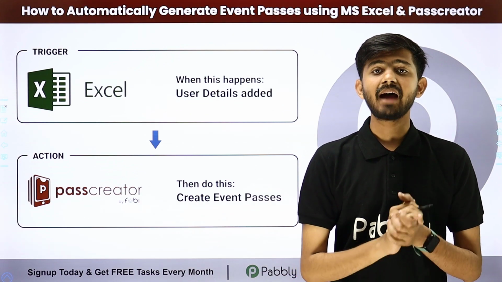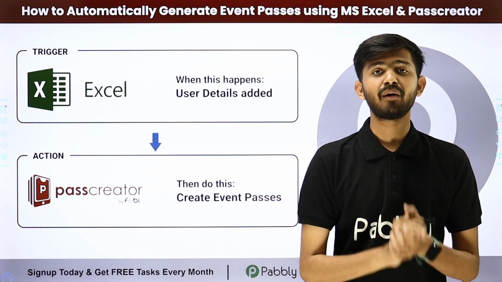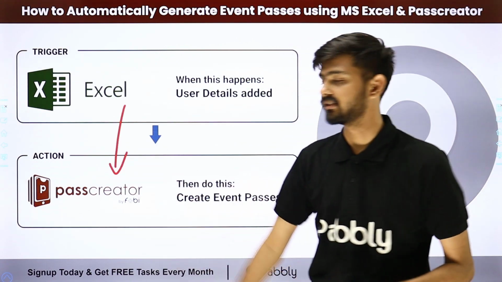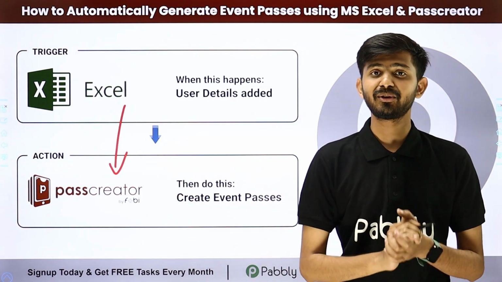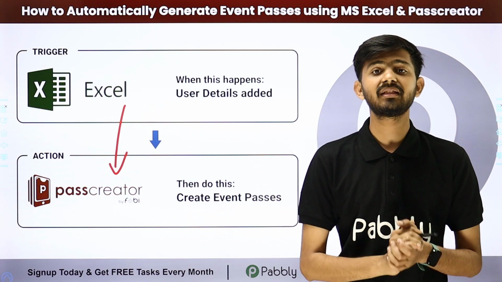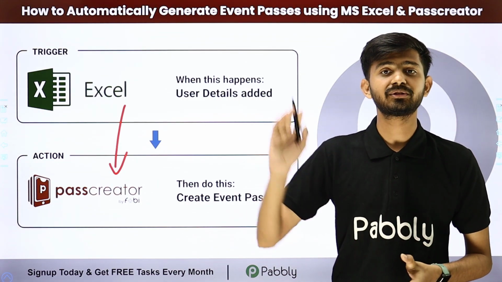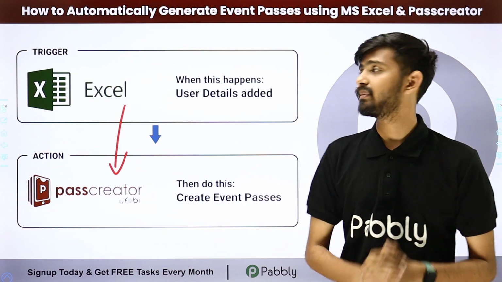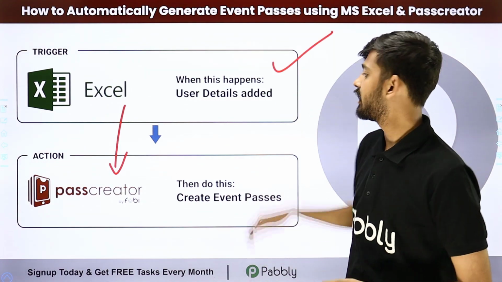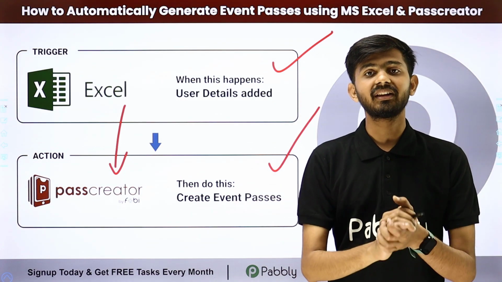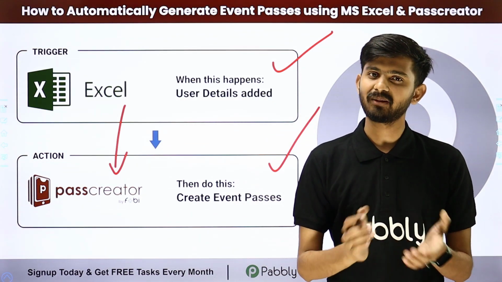So for that, I'm going to use Passcreator, and for my objective, I have to build a connection between Microsoft Excel and Passcreator. So for creating this connection, I'm going to use Pabbly Connect, which is an amazing software for automation and integration. In Pabbly Connect, I'm going to use trigger and action. In trigger application, I'm going to use Microsoft Excel. In action application, I'm going to use Passcreator. So how am I going to build this connection? For that, let me take you to my computer screen.